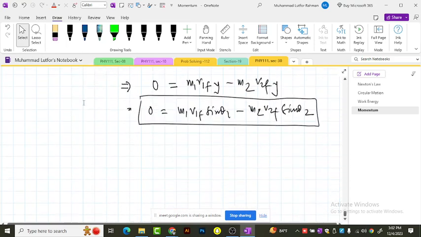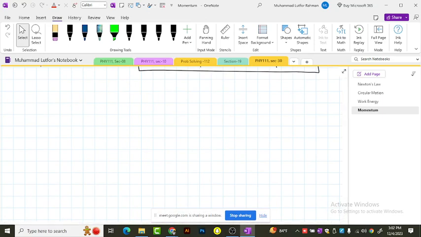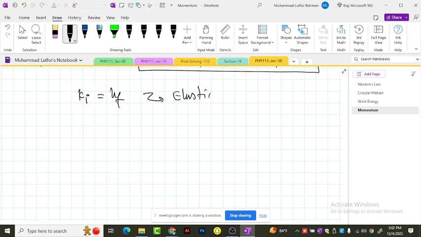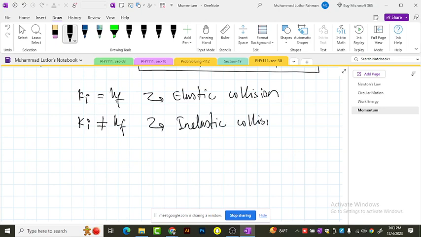Alright, if you know those velocities, then you can also tell whether it's an elastic or inelastic collision. If kinetic energy initial equals kinetic energy final, it should be an elastic collision, and if kinetic energy initial is not equal to kinetic energy final, that's going to be an inelastic collision, right? That's how we can tell whether it is an elastic or inelastic collision.